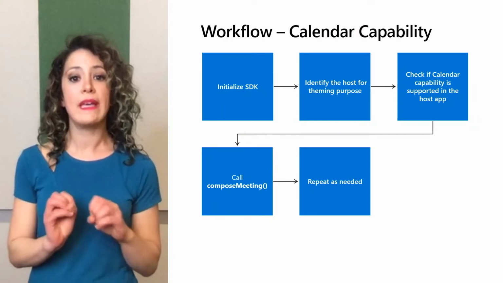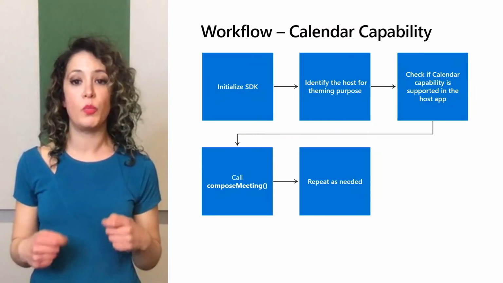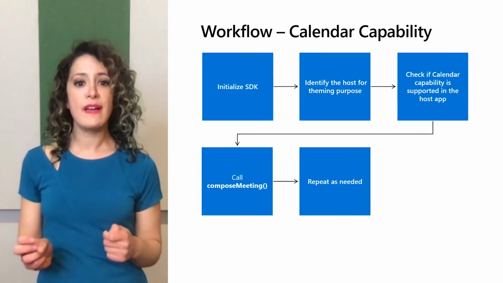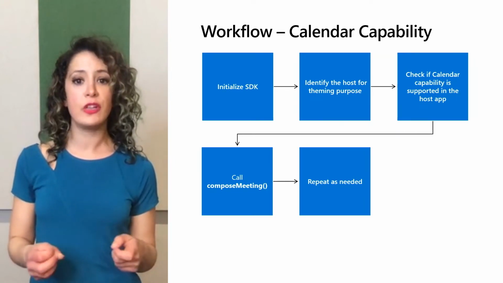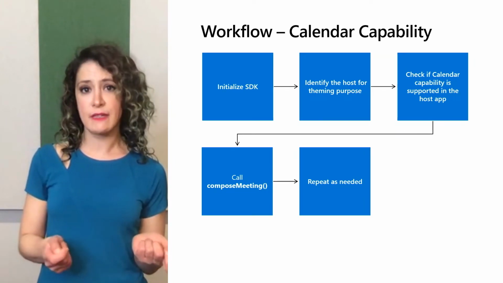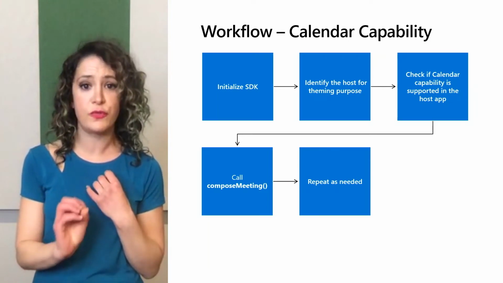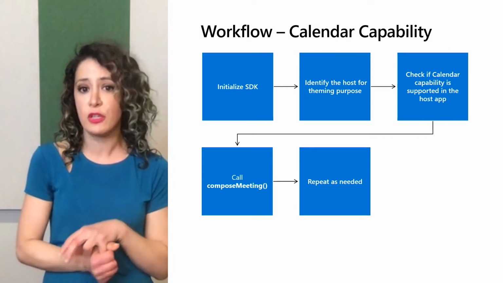Let's focus on the calendar capability. First, you initialize the SDK. Now, imagine we have two different themes, a purple theme for Teams and a blue theme for Outlook. We can access the hostname to determine which host we are running in and load the appropriate theme. We find out we are in Teams, so we load our purple theme and its respective components. Remember, the hostname is used for conditionally showing parts of the UI.